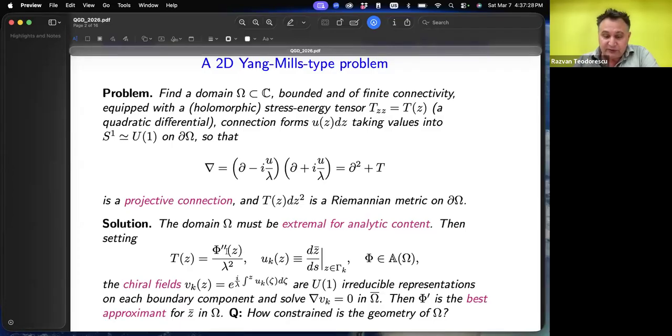So all of that will come about by translating the problem as an extremal problem in function theory. But even though I have given these details, a question still remains, and I will answer that towards the end of the talk. Just how constrained is the geometry of such a domain now that we know that this is the answer?